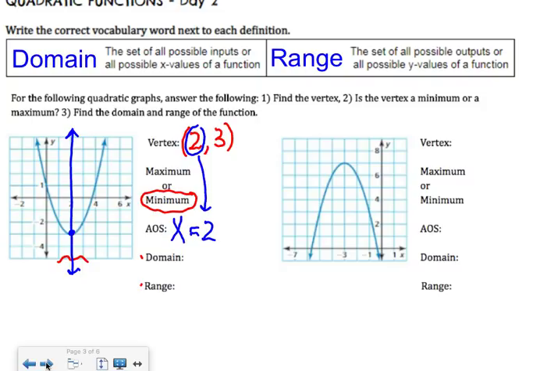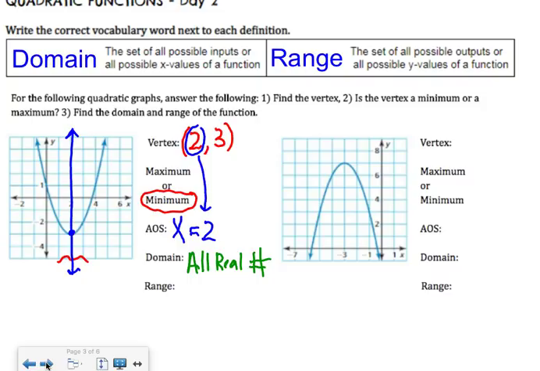Now our domain. What are the possible x values we can plug into our t-charts that we were making yesterday? Well, it's easy about the domain, guys. It's always all real numbers. It's never going to be anything different. So if you can remember that it's going to be all real numbers, you're good to go, because I can plug in any single value and I'll get something out.